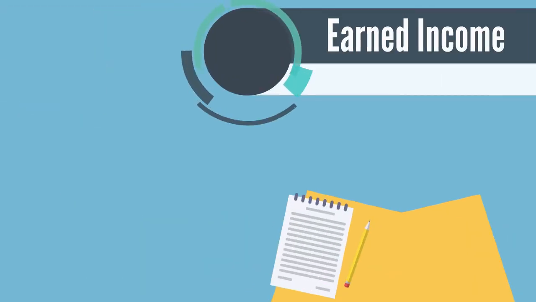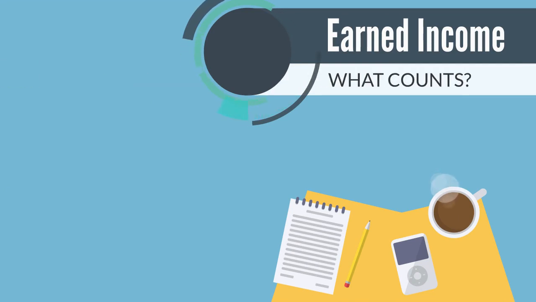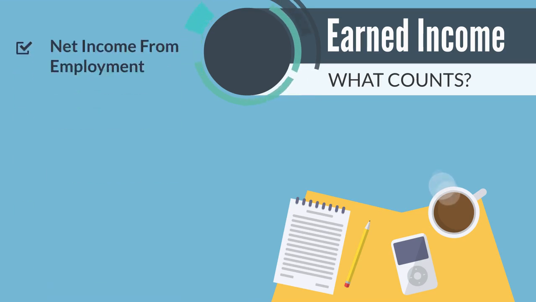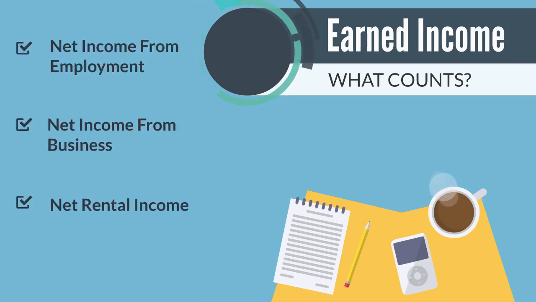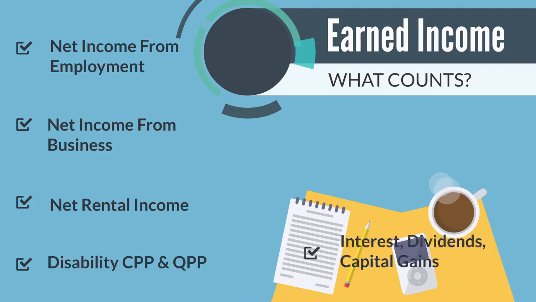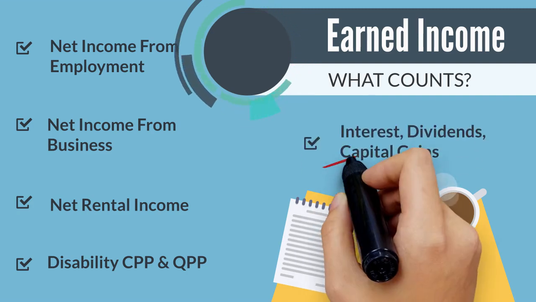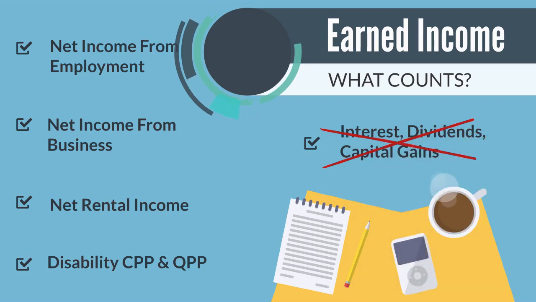When we're talking about earned income from an RRSP perspective, what actually counts in order to help us grow that RRSP contribution limit? Well, from the eyes of CRA, it's net income from employment income, business income, and rental income, and it also includes disability, CPP, and QPP. But one thing it definitely does not include is investment income. So things like interest, dividends, and capital gains are not used as earned income in order to determine what your limits are.